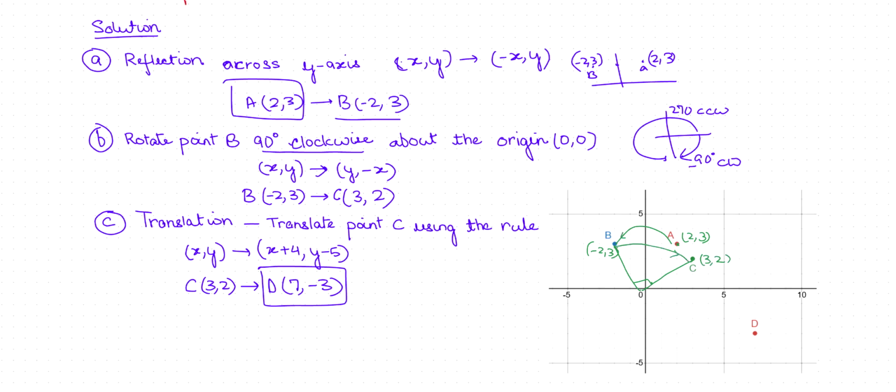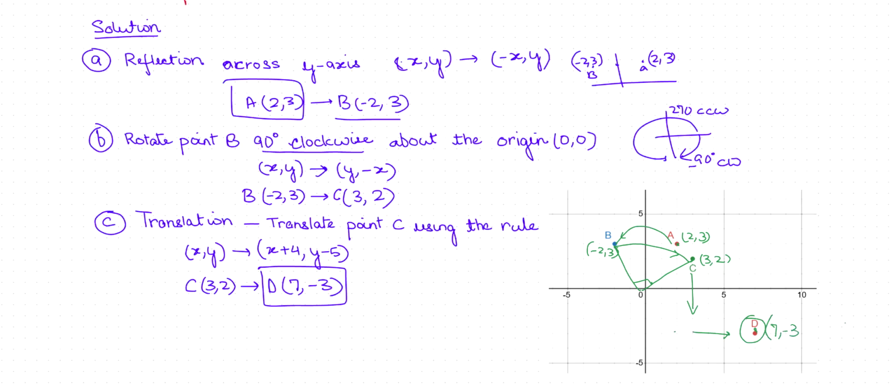Then translate point C. Point C was moved right 4 units, so this was 3, this was 7. It moved 4 units right and 5 units down, and we got point D, which is (7, -3). I hope it is clear to you. If you have doubts, please message me.